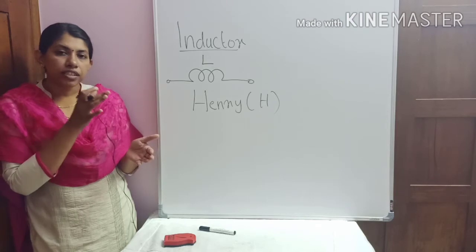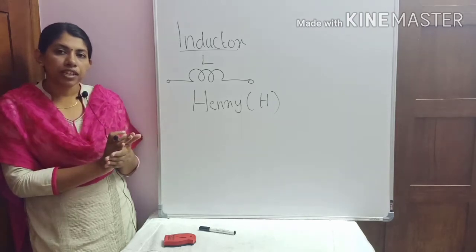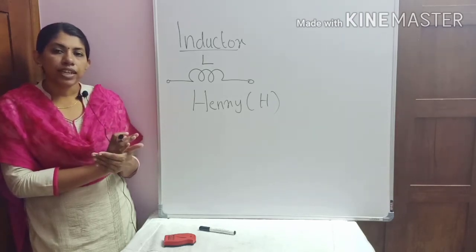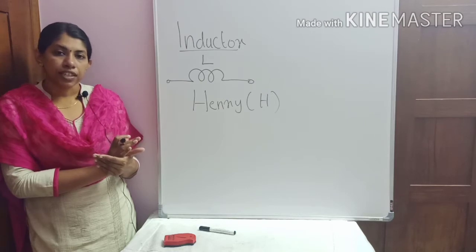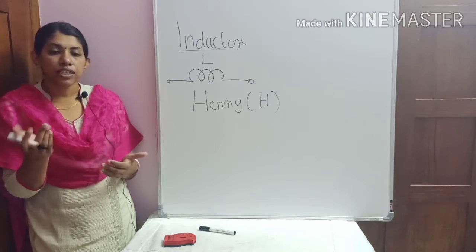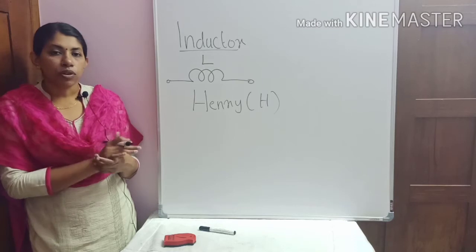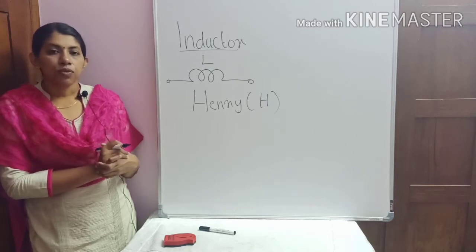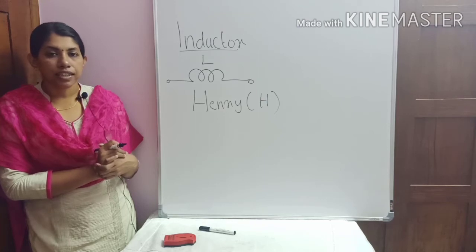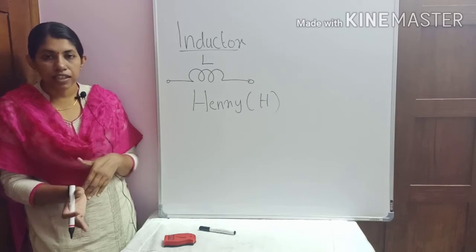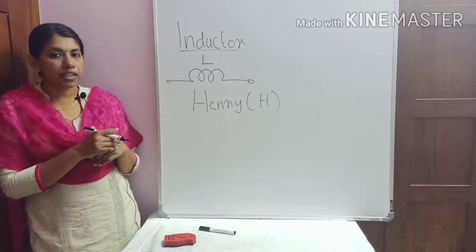If voltage is induced in the same conductor itself, then it is called self-inductance. If voltage is induced in another conductor, it is called mutual inductance. This voltage will oppose the applied voltage or the increase in the current. If it is an increase in the current, the EMF will oppose the increase. If it is a decrease in the current, the EMF will oppose the decrease in the current.